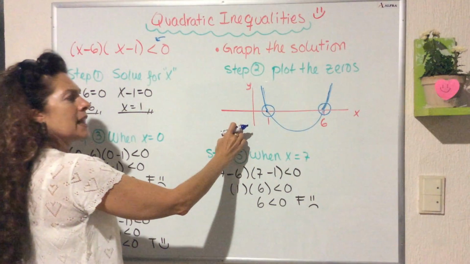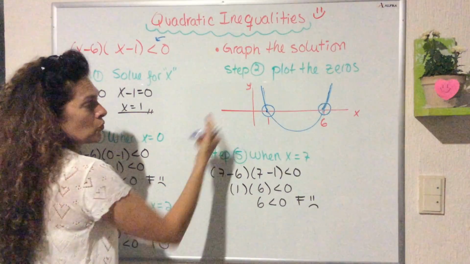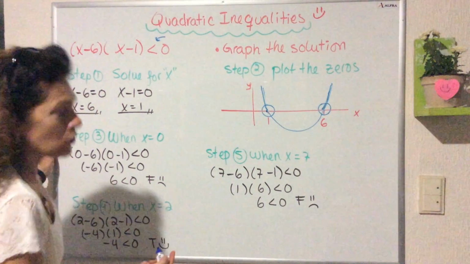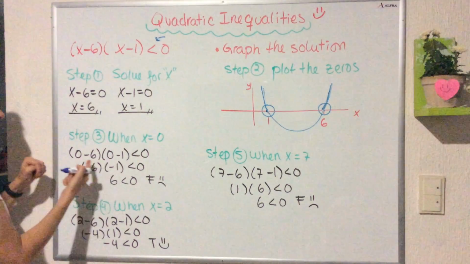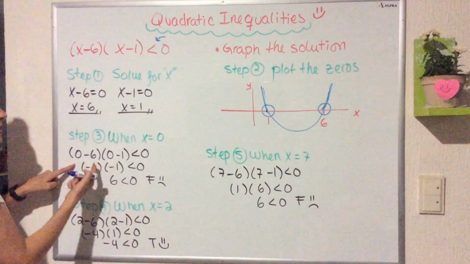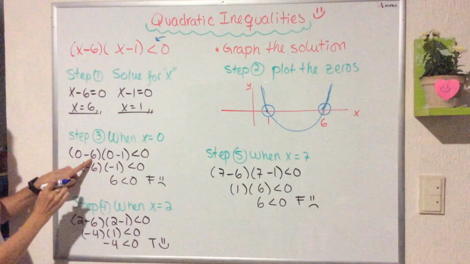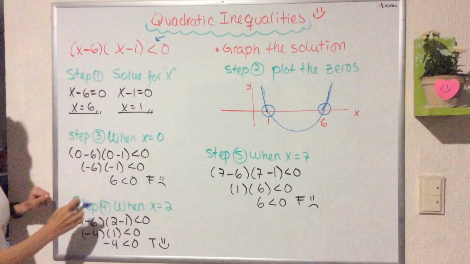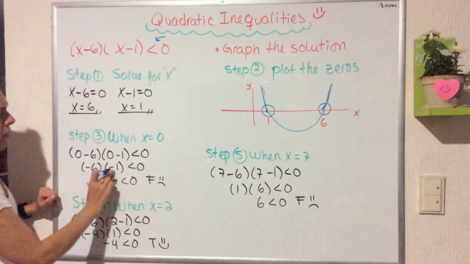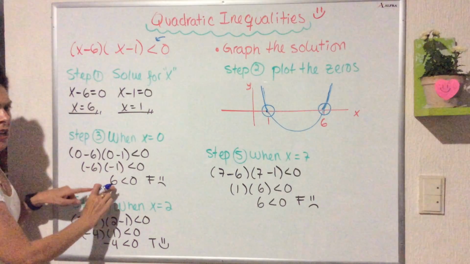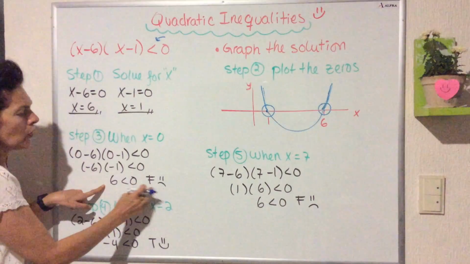A number which is less than the smallest root could be 0, and it is easy for us to do calculations. So when x equals 0, dear students, we substitute every x that we have here in the factors by 0. So we have 0 minus 6 and 0 minus 1. And we get, in this case, minus 6 times minus 1. It is positive 6. Is positive 6, dear students, less than 0? No. So this is false, sad face.